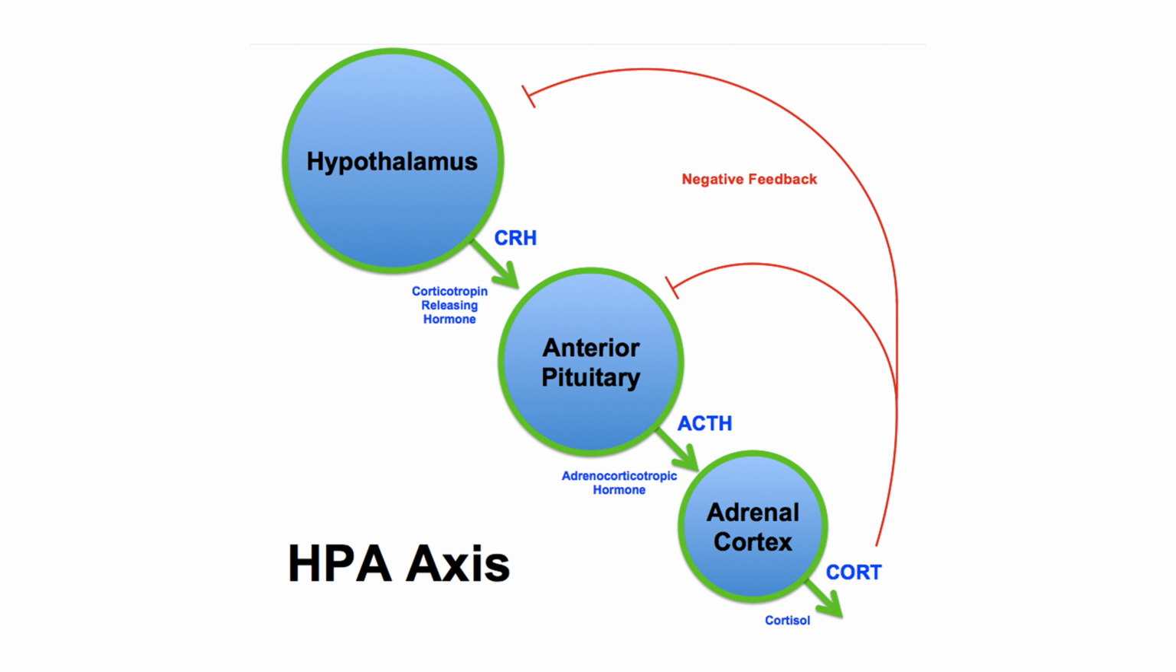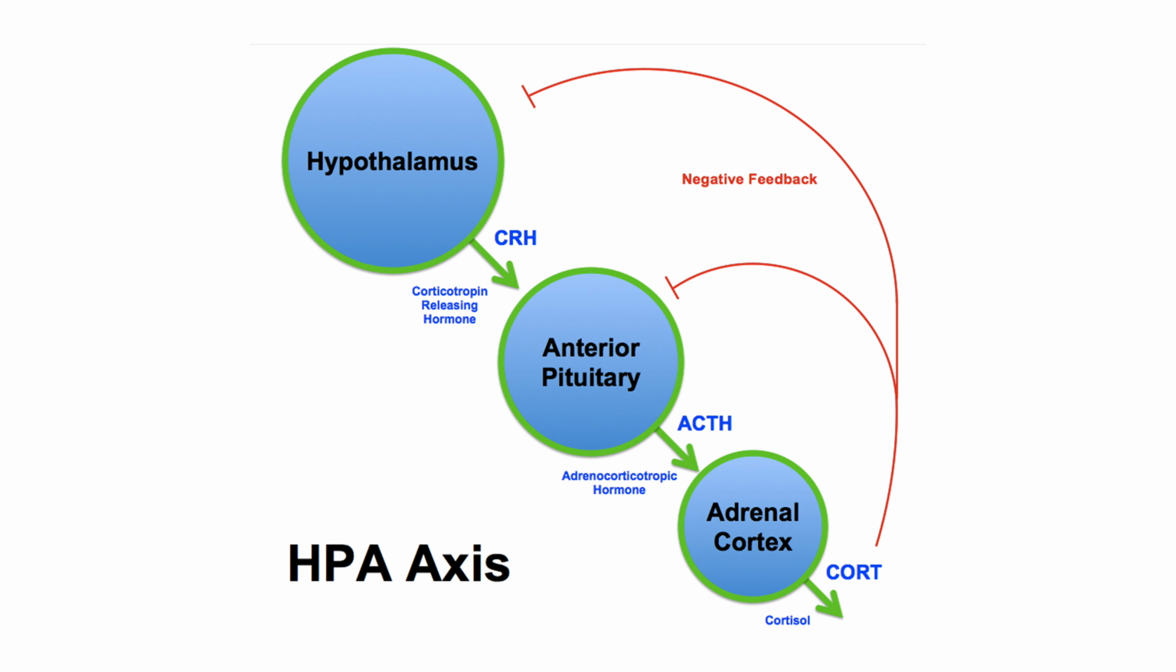Let's take a moment to review the hypothalamic pituitary adrenal axis. The hypothalamus secretes corticotropin-releasing hormone. This hormone then acts at the level of the anterior pituitary gland to initiate secretion of adrenocorticotropic hormone, or ACTH. ACTH will then travel via the bloodstream and interact with the adrenal cortex to induce the secretion of cortisol.